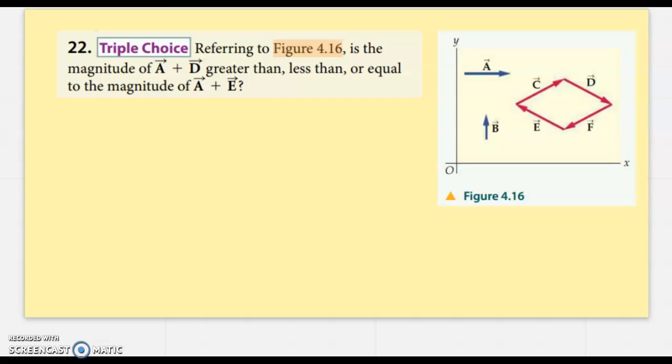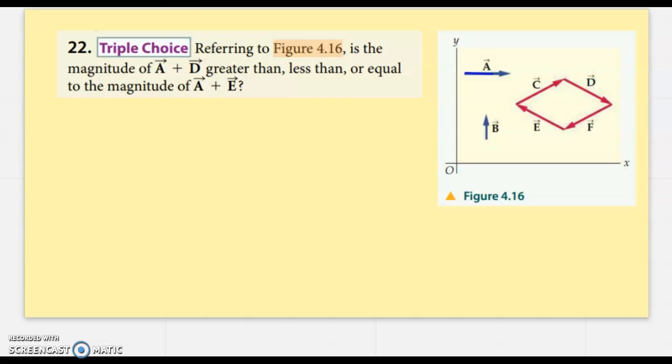Let's look at the adding and subtracting vectors assignment. On number 22, it says, referring to this picture, is the magnitude of A plus D greater than, less than, or equal to the magnitude of A plus E? So what you want to do is add those head to tail, and that's kind of easy for me to do here. All I have to do is just trace over these things.